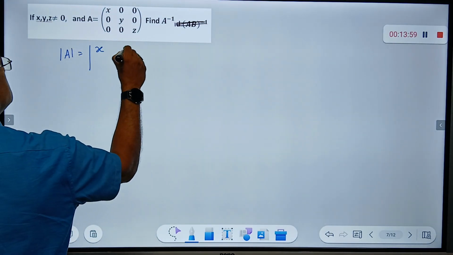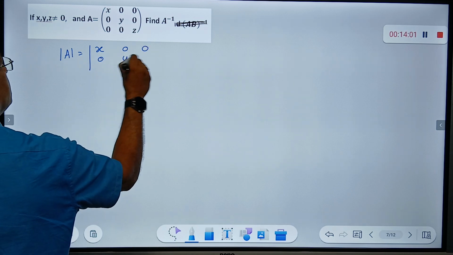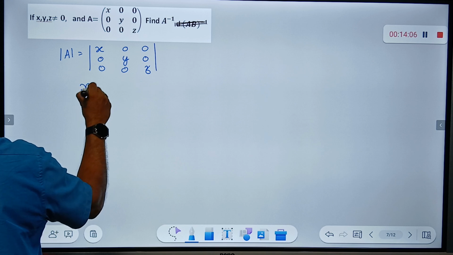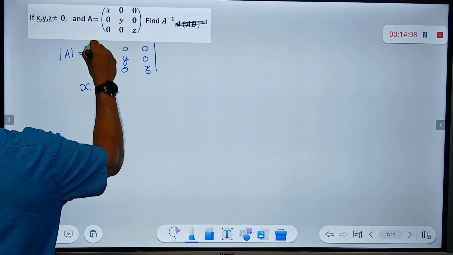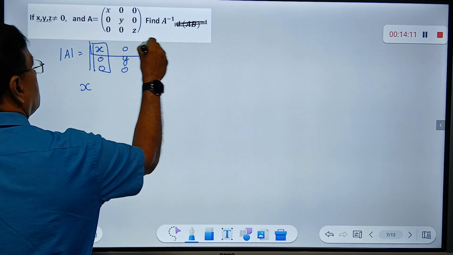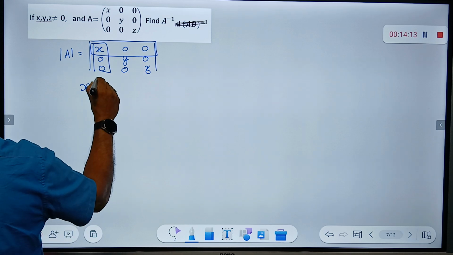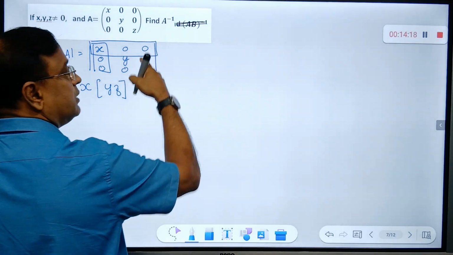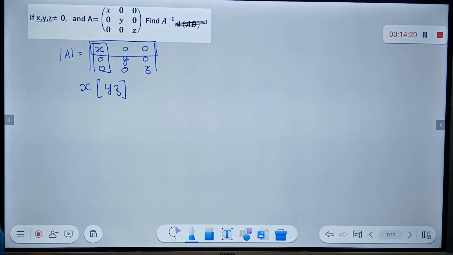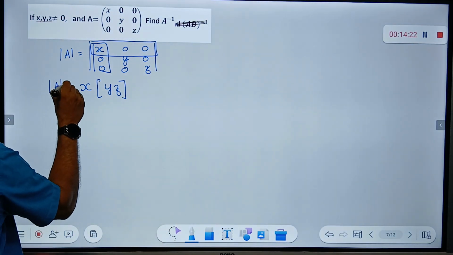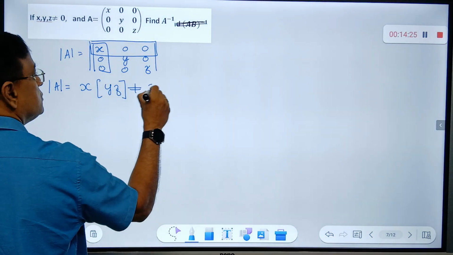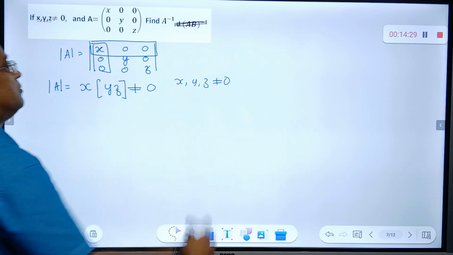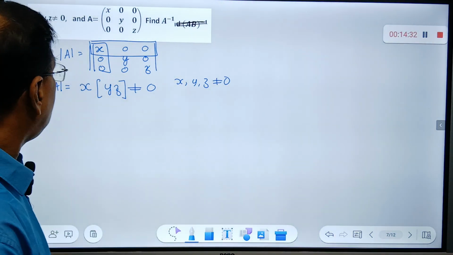Determinant of the matrix x 0 0, 0 y 0, 0 0 z. Now if I expand, what do you get? Expand with respect to first row, first column. So what do you get? x into yz. This is 0. And I don't have to expand with respect to other elements because both the elements are 0. So determinant of A is xyz, and it is definitely not 0 because it is given that x, y, z, none of them are 0. So we have to also use what is given.